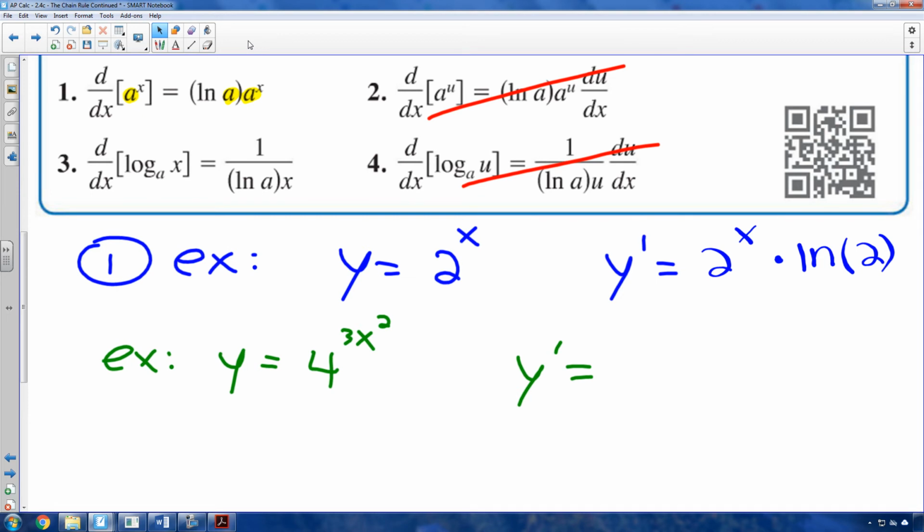4 to the 3x squared, perfect, times, do we have a chain rule this time? Do we have a chain rule? Yeah, what's going to be multiplied here? We have to multiply by what? 6x. Is everybody seeing where the 6x comes from? 6x is the derivative of the inside. And what did I say the catch was when it's not an e to the x? It's a 4 to the x or something. I have to multiply by ln of 4.